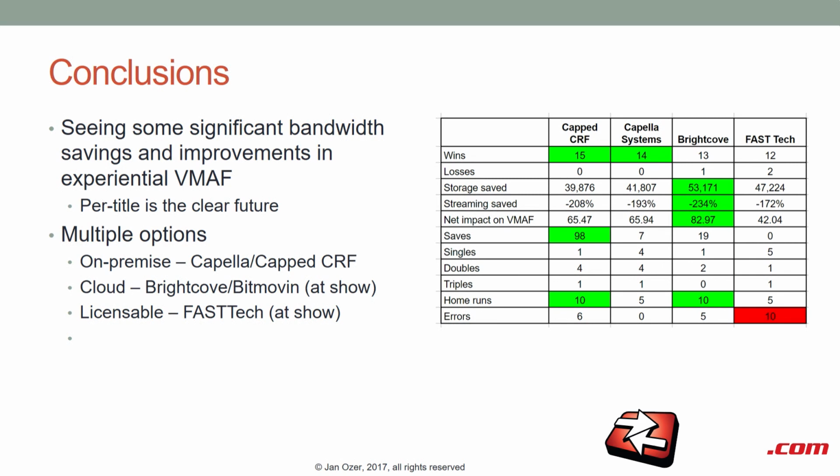And Fastech, I think, did a very good job considering they came in late, and they only had one pass at this. I mean, I work with Capella and with Brightcove for the webinar I put on, so we were familiar with the system. We tuned it once or twice before we came up with this final encode. Fastech, it was a one-shot only. So I think they did very well given that reality.